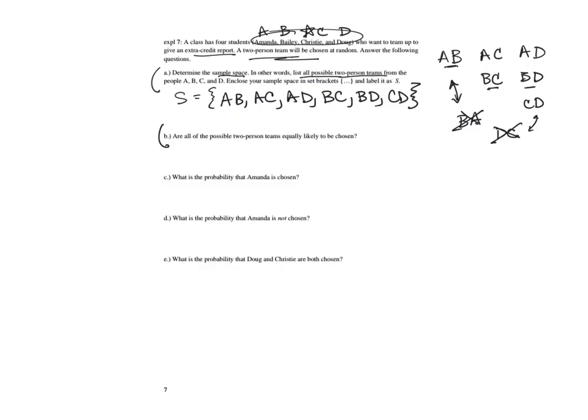Part B, are all of the 2-person teams equally likely to be chosen? Yes, they are. Okay, it's part C. What's the probability that Amanda is chosen?